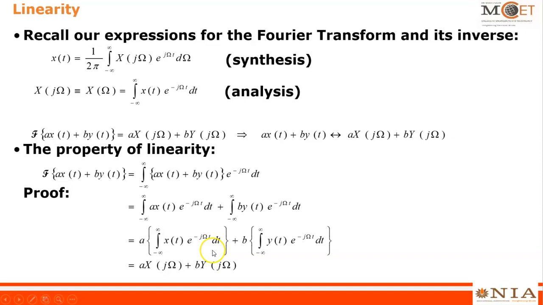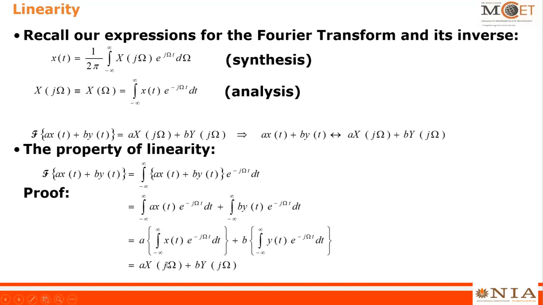These two functions with the Fourier transform formula. The first is the Fourier transform of x of t. The second one is the Fourier transform of y of t. So simply it is replaced as a into X of j omega plus b into Y of j omega. This is the Fourier transform of the added signals a x of t plus b y of t.